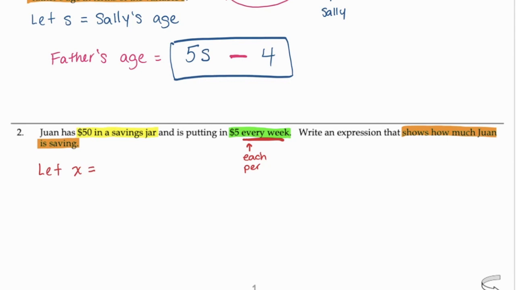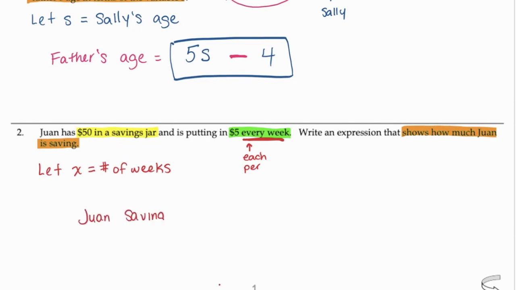So what I don't know is how many weeks he is saving. So I'm going to say let x, so that's what my x is representing, every single week. It could be 1 week, it could be 10 weeks, it could be a whole year. So now that I have that, now I'm going to break it down more. So we're looking for Juan, how much Juan is saving.